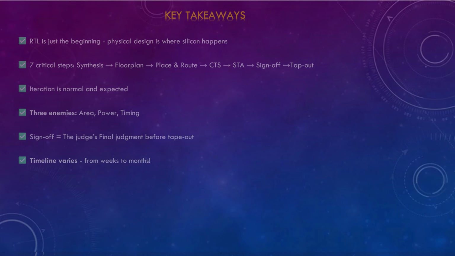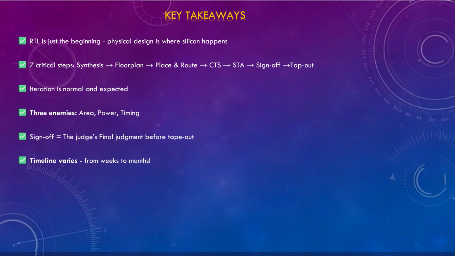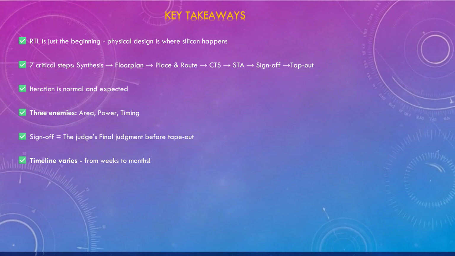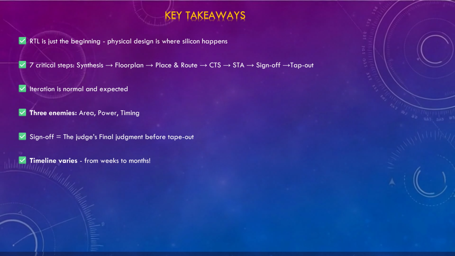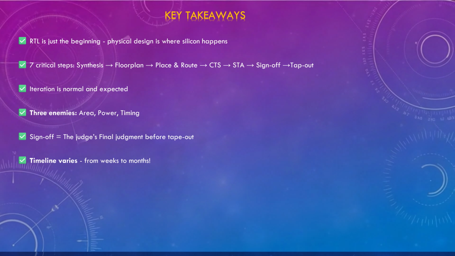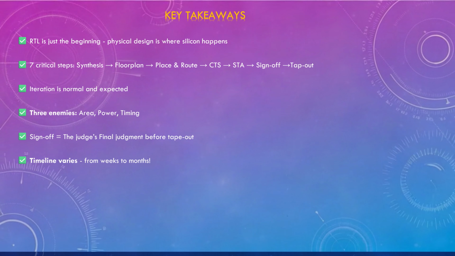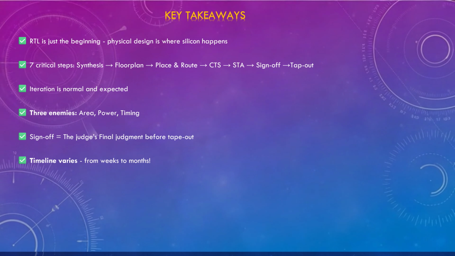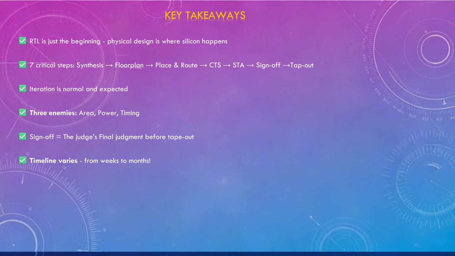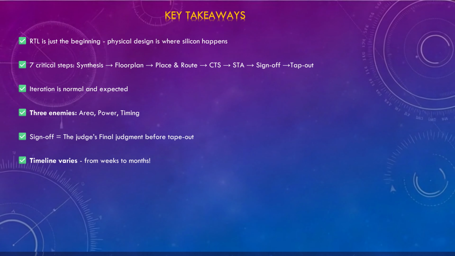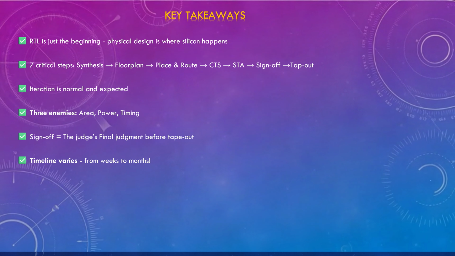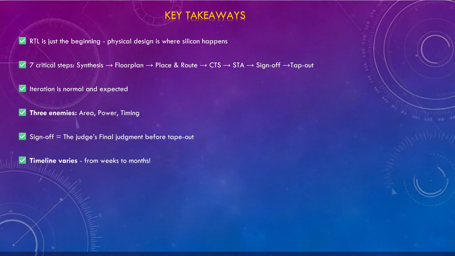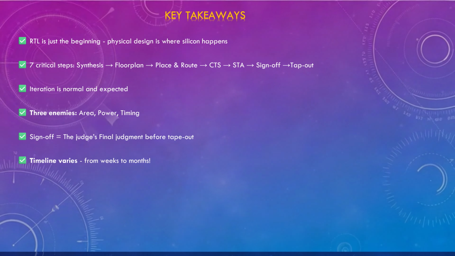All right, let's wrap this up with the key takeaways. Number 1, RTL is just the beginning. Physical design is where your code becomes silicon. Number 2, there are 7 critical steps: synthesis, the translator; floor planning, the skeleton; placement and routing, the construction; clock tree synthesis, the nervous system; static timing analysis, the judge; verification and sign-off, the final verdict; tape-out.